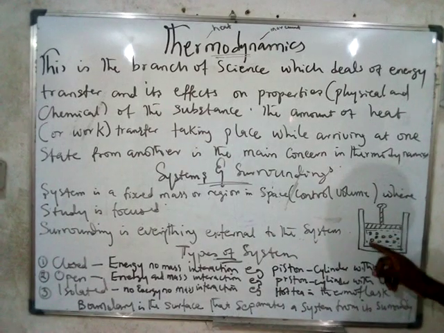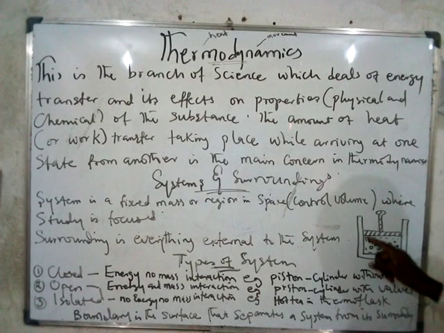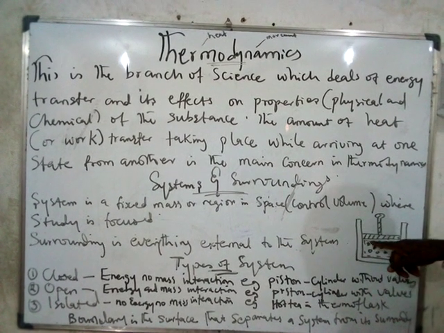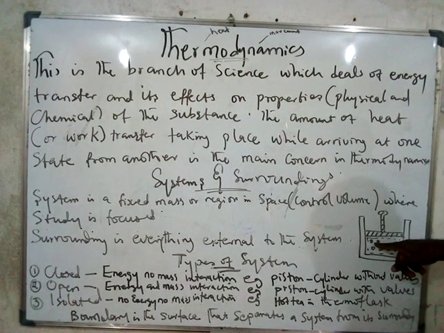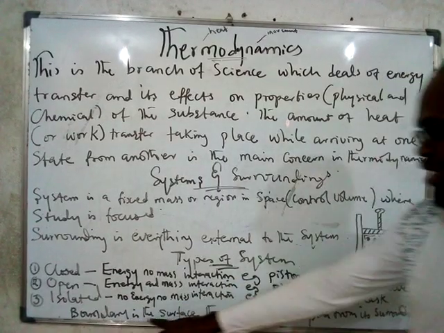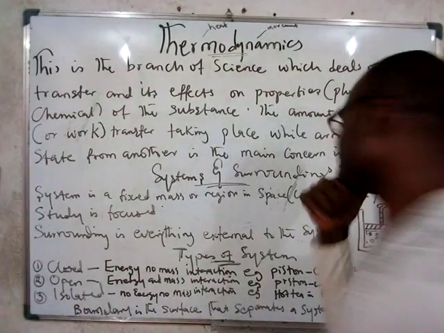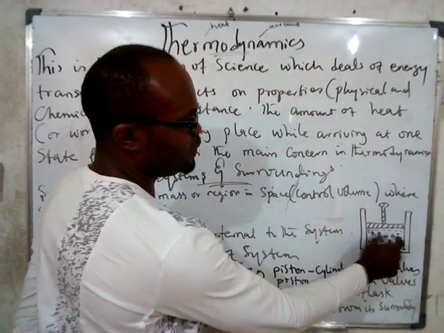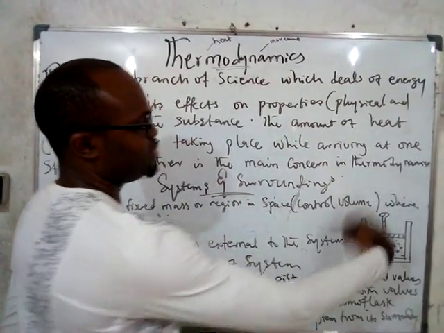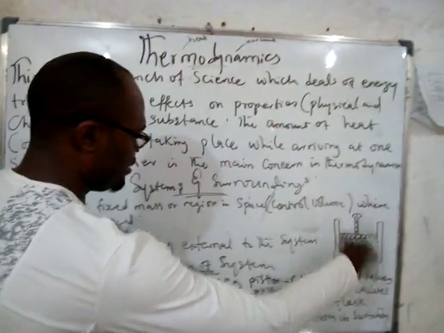So any other thing apart from this system, this fluid that is delimited with this boundary, is known as surrounding. So that surface that separates the system from the surrounding is the boundary. Boundary is the surface that separates a system from the surrounding. So you can say this is the system, the fluid. This is the boundary, I drew it with dotted lines, whereas this is the surrounding. The fluid is the system, the boundary inside, then the surrounding.